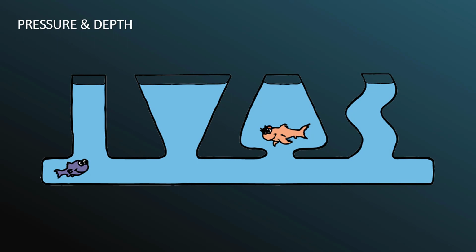Consider two separate depths, the orange dotted line and the purple dotted line. Anything at the depths of the dotted lines experiences the same pressure, but in this illustration, the purple fish experiences greater pressure than the orange fish because the purple fish is at a greater depth than the orange fish relative to the surface of the water.